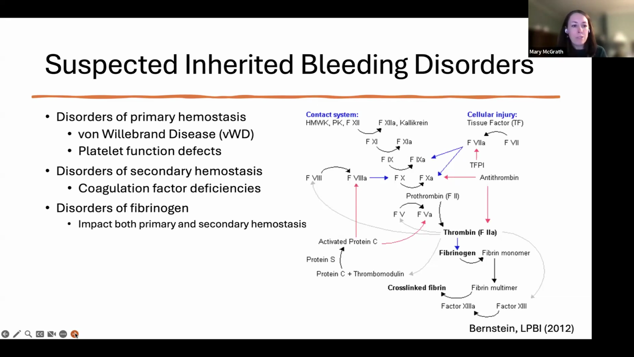If there is a concern for disorders of secondary hemostasis, if you're getting the sense that there's some X-linked pattern of inheritance going on in the family, or there's a lot of men in the family with early joint disease to make you think of hemophilia, then certainly testing for those specific factor deficiencies can be beneficial. And then if you're kind of stumped, disorders of fibrinogen should always be thought about, since they can impact both primary and secondary hemostasis.